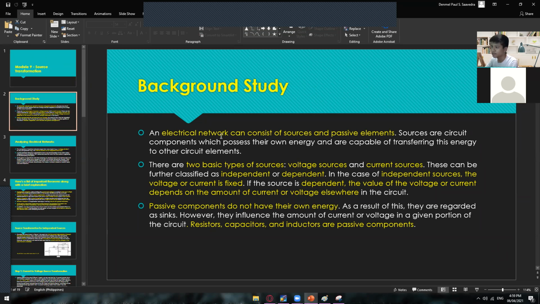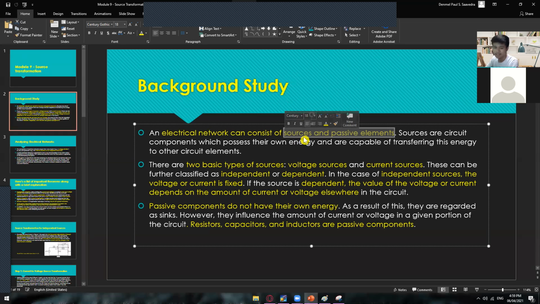An electrical network can consist of sources and passive elements. The passive elements are the resistances, the capacitance, etc. Sources are circuit components which possess their own energy and are capable of transferring this energy to the other circuit elements. There are two basic types of sources: the voltage source and the current source. These can be further classified as independent or dependent. The one that we are always using is independent.